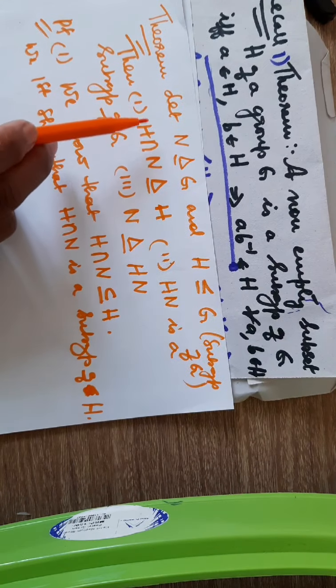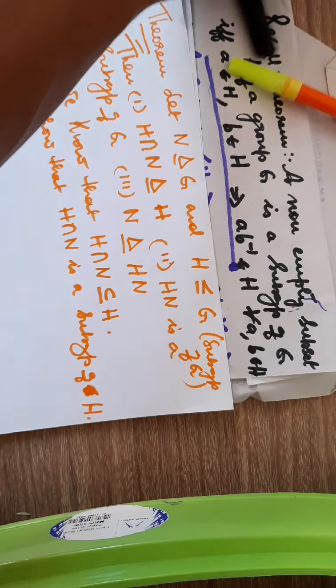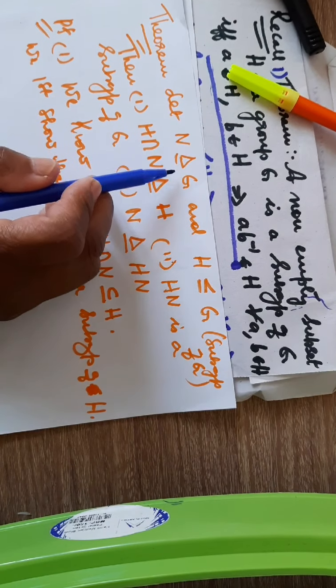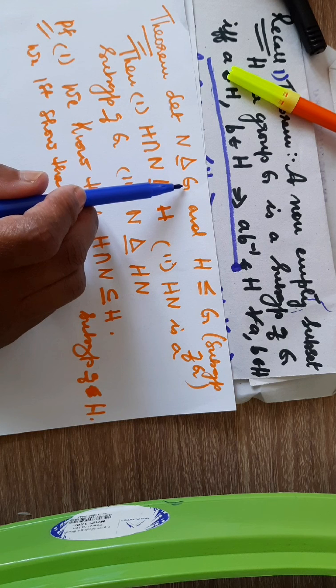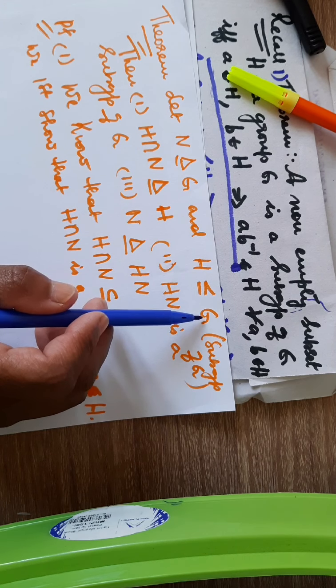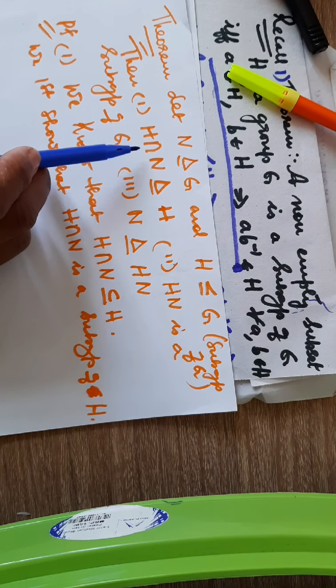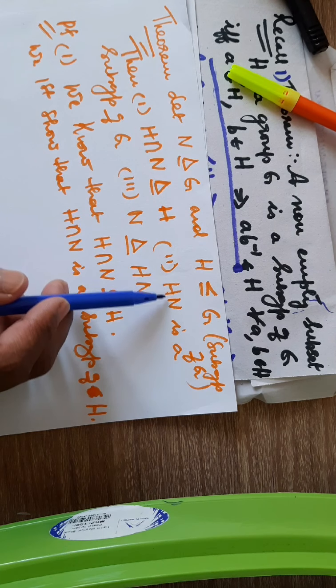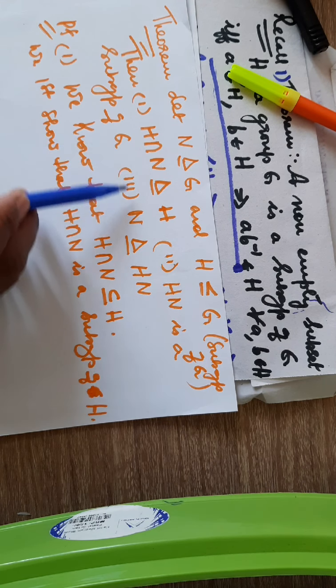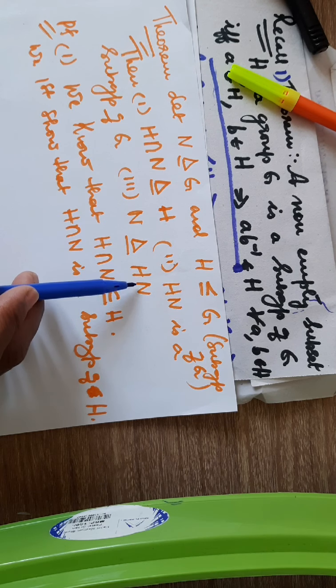Okay, let us come to this next theorem. Let N be a normal subgroup of G and H is just a subgroup of G. Then what we need to prove is that, number 1, H intersection N must be a normal subgroup in H. Number 2, HN is a subgroup of G and N must be a normal subgroup of HN.